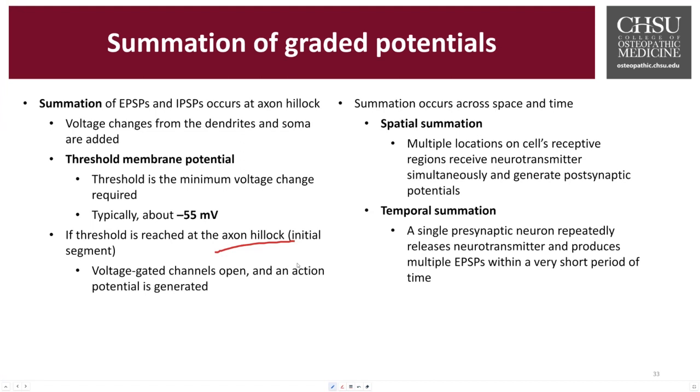There are two kinds of summation that can occur across space and time. The first kind is called spatial summation. This occurs when multiple presynaptic neurons release neurotransmitters at various locations on the receptive field, like we suggested earlier. If sufficient numbers of EPSPs are generated, then the action potential is going to fire. On the other side, a temporal summation occurs when one single presynaptic neuron releases a chemical that is excitatory at the same location repeatedly over and over to generate an action potential.